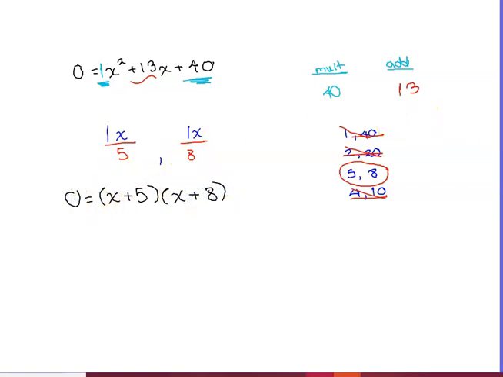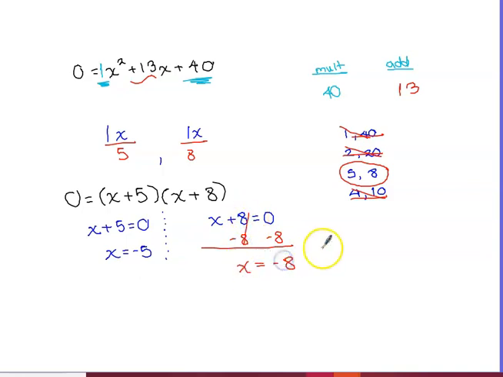When it's factored and the other side equals 0, you can use what's called the zero product property, which means you set each parentheses equal to 0 and you solve for x. So same thing here. You set the parentheses equal to 0 and then you get x by itself. So get rid of the plus 8 by subtracting 8 and you'll get x equals negative 8.